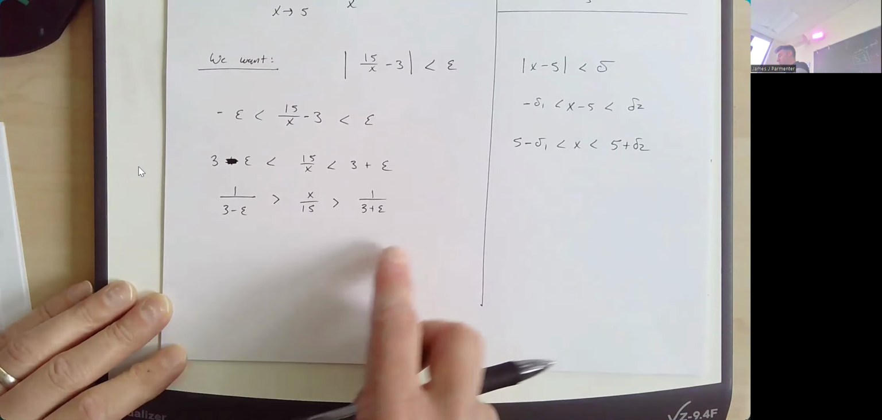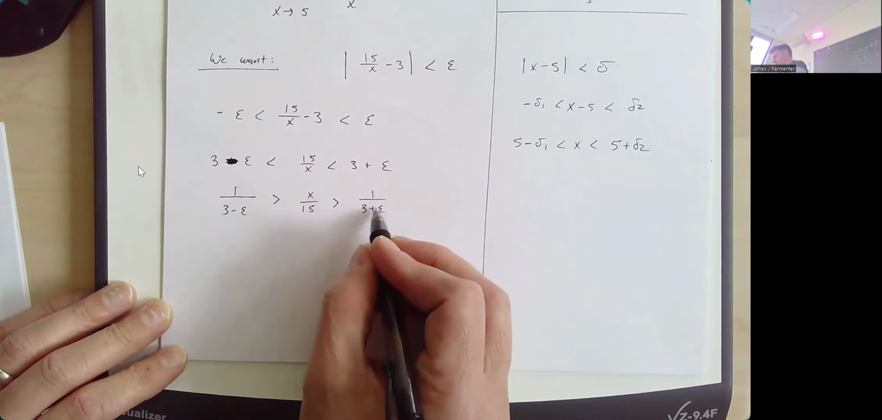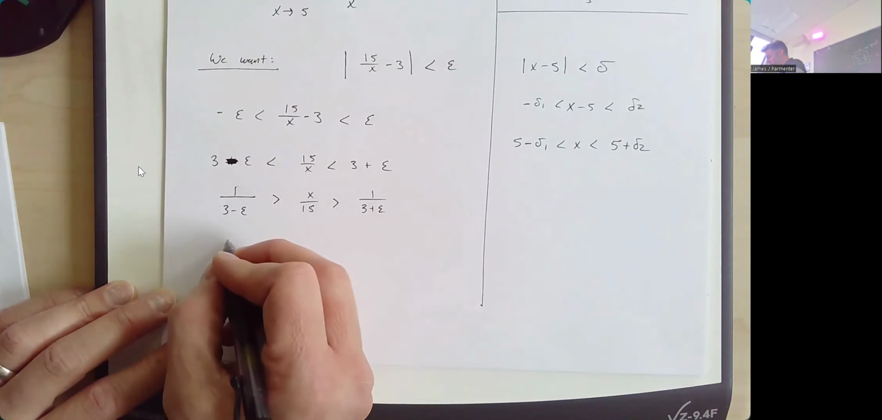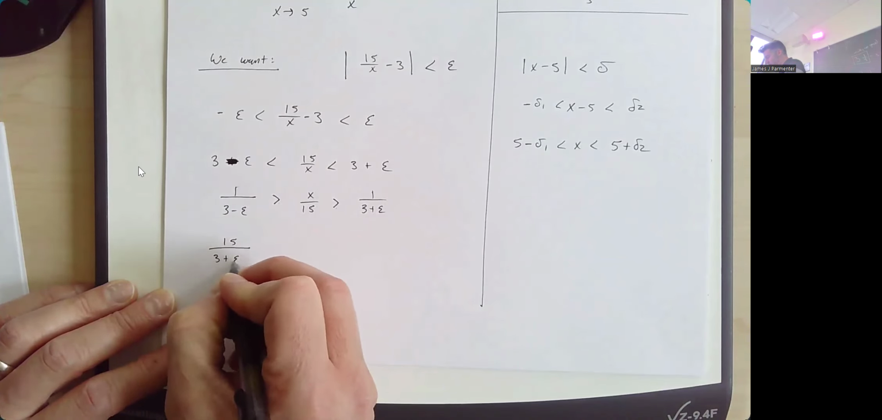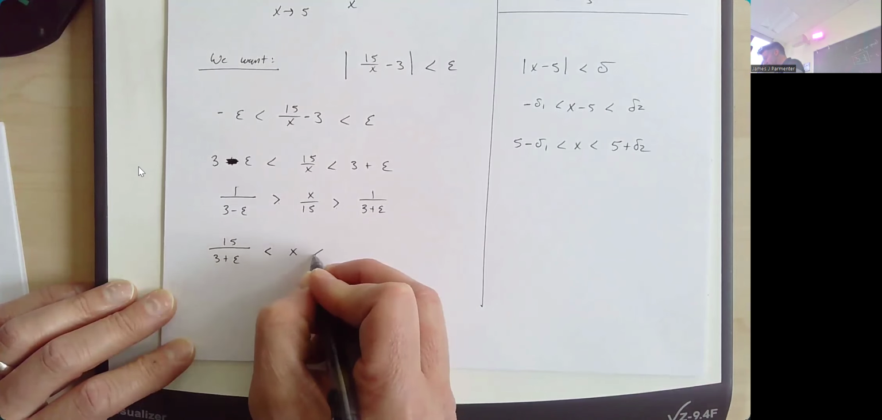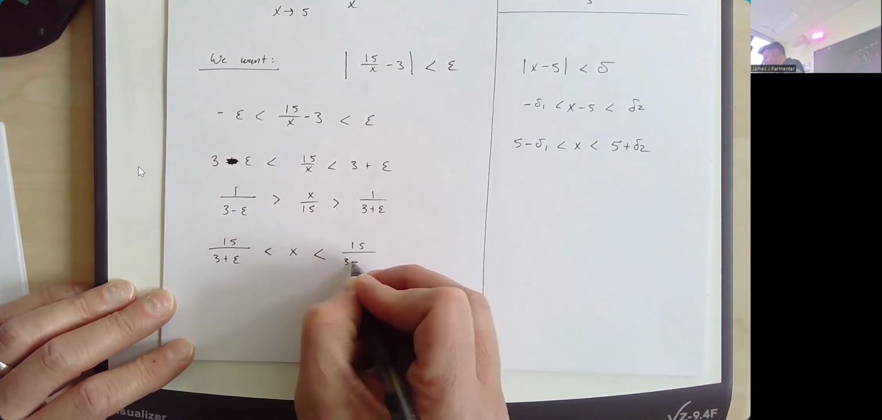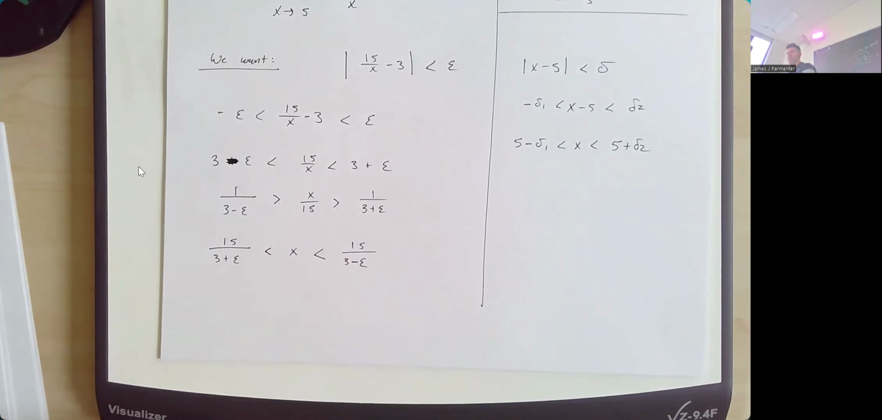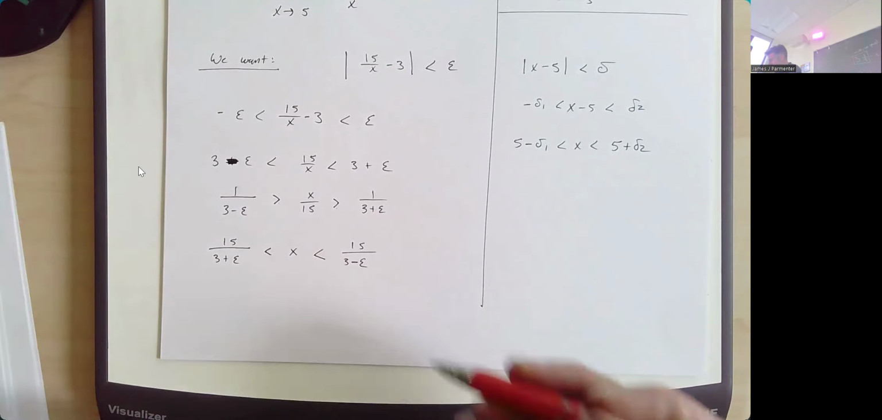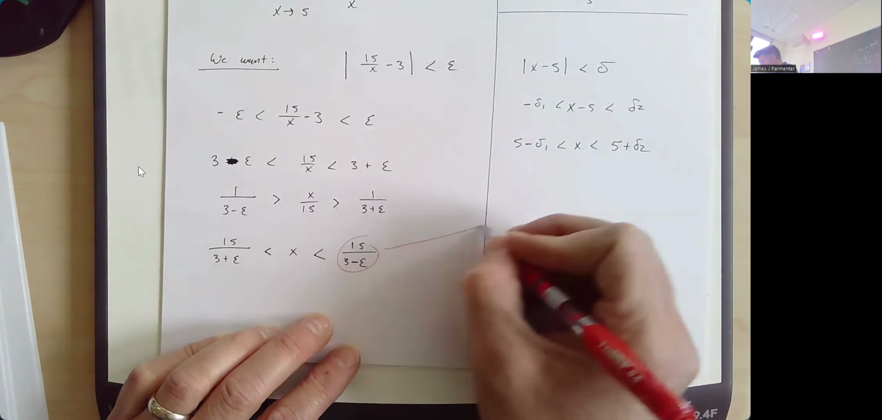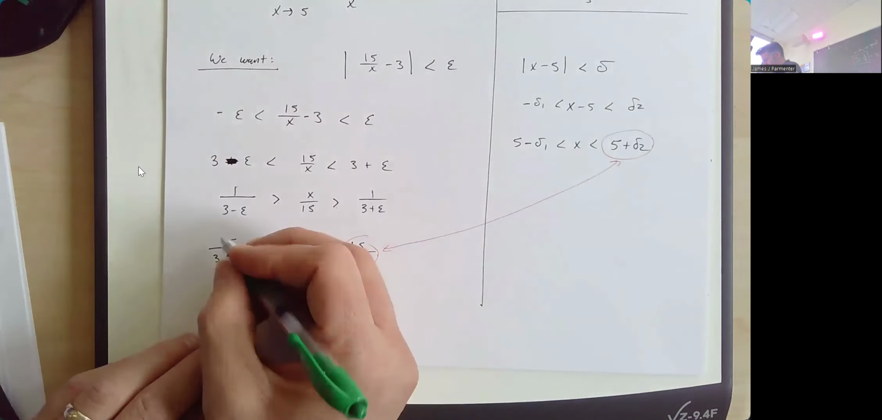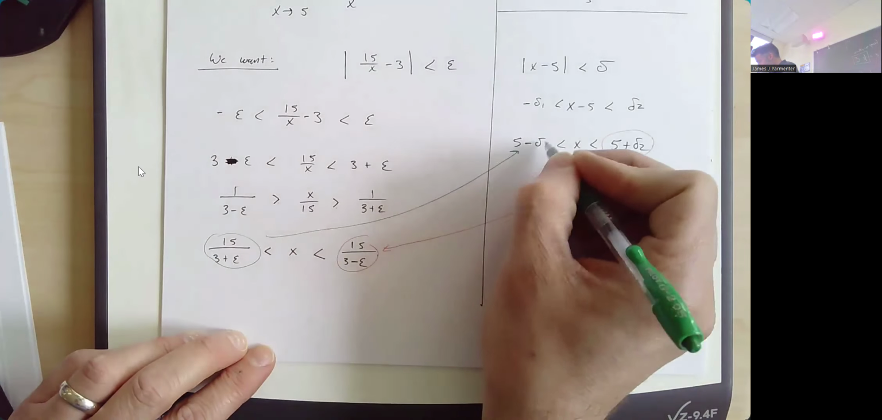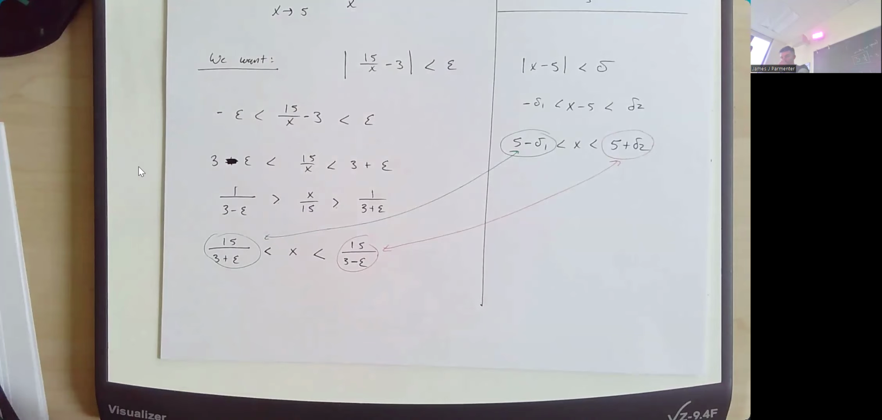And I'm going to change the way I've written my inequality. So I'm going to write it as this less than that, less than that. So I'm going to say 1 over 3 plus epsilon times 15, so 15 over 3 plus epsilon is less than x, is less than 15 over 3 minus epsilon. And then I'm going to set that equal to that, and this. And then I'm going to try and solve for the corresponding deltas.